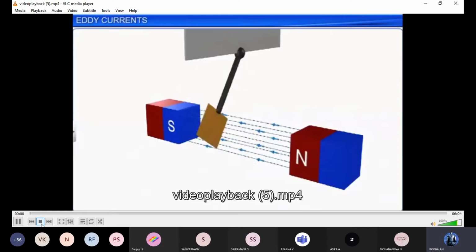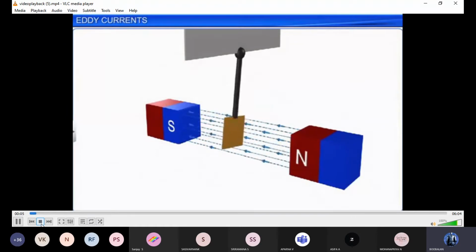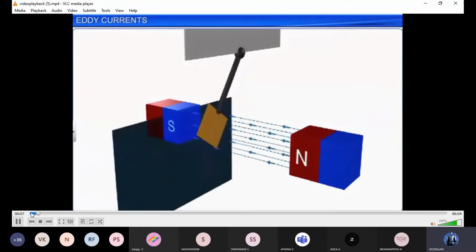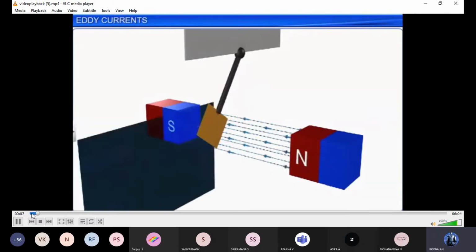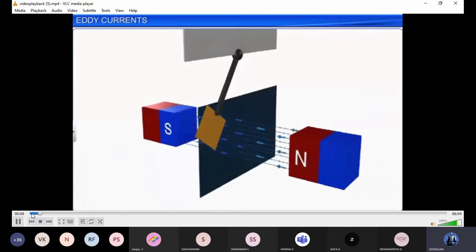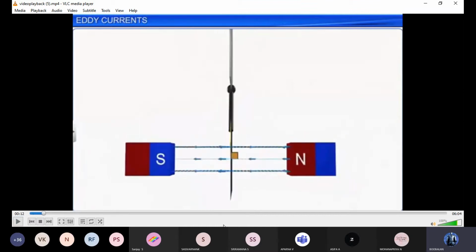We use an apparatus that allows a copper plate to swing back and forth through a magnetic field like a pendulum. Is it audible? Yes, sir. The plane in which the copper plate swings is parallel.